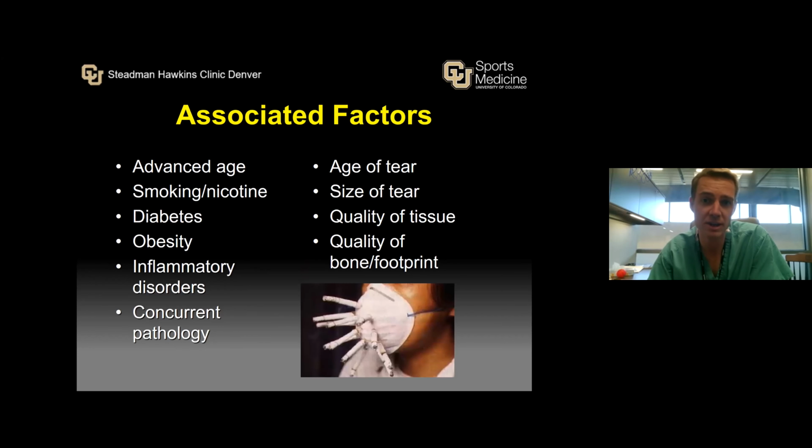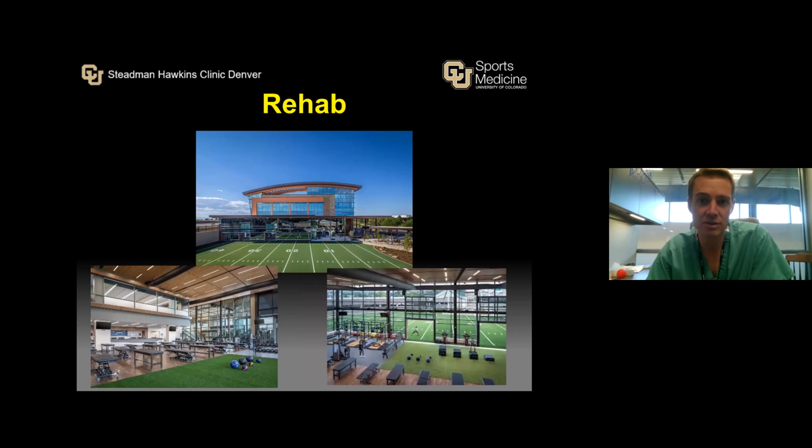So these associated factors, even with COVID and N95 masks, you can still smoke, unfortunately, and that's a very bad problem when we're trying to get tendon to bone healing. The vascular supply is limited. You've got to think about age, and you've got to look at the size of the tear, diabetes, and quality of the tissue. A lot of associated factors come into play when we're looking at healing of a rotator cuff.